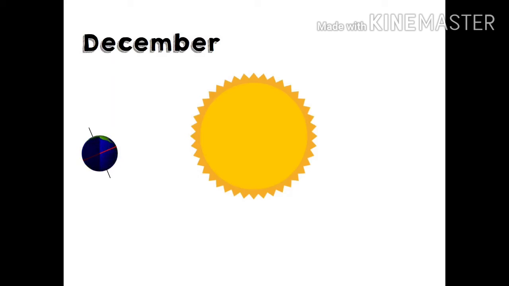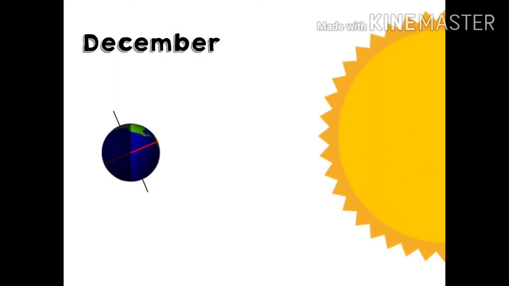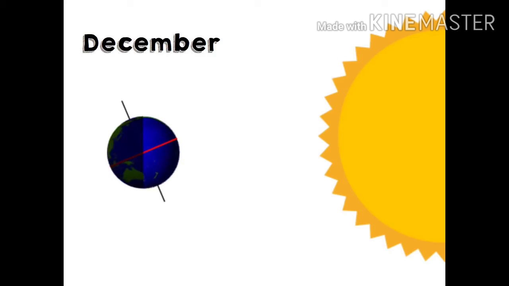Now, in December, the northern hemisphere is now pointing away from the Sun. The side closest to the Sun is in daytime, and the side facing away is nighttime. Let's compare the amounts of sunlight and darkness in the northern hemisphere now that it's December.